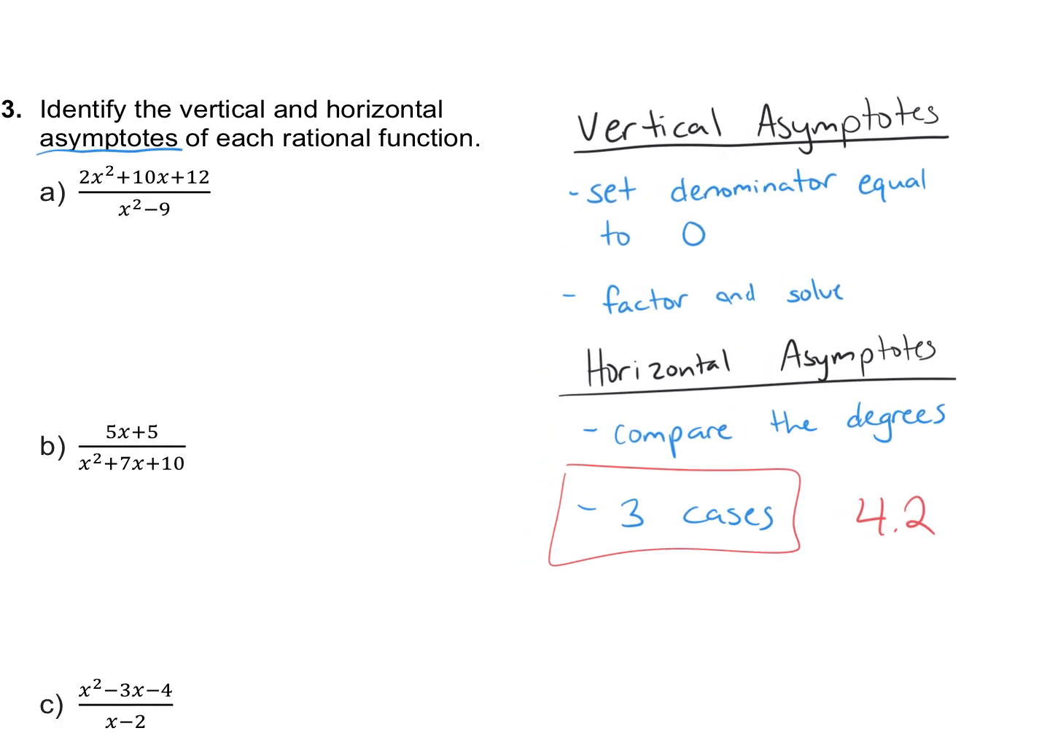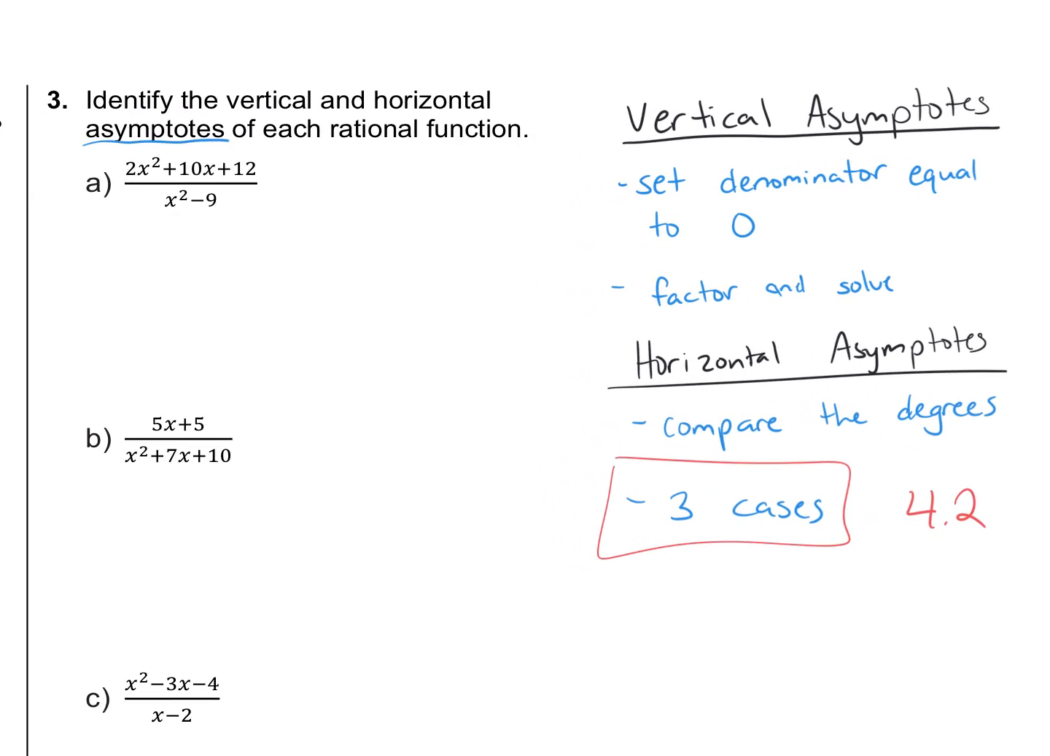So, going to an example on A. So first thing I want to do is I'm just going to find the vertical asymptotes first. What does it tell us to do for vertical asymptotes? Set the denominator equal to 0. Do you agree my denominator is x squared minus 9? So x squared minus 9 equals 0.